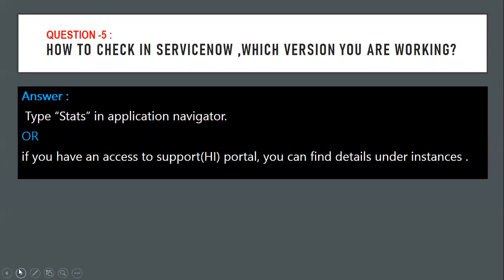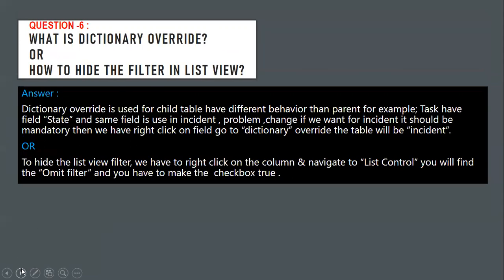Moving to the next question. How to check which version of ServiceNow you are working on? Type stats in the application navigator and you will find the version and get the details. Or if you have access to the HI portal or support portal, you can find the details under the instance section. Moving to the next question.